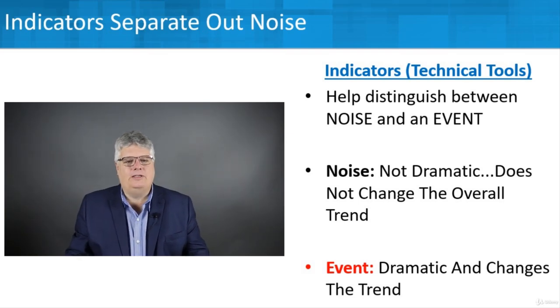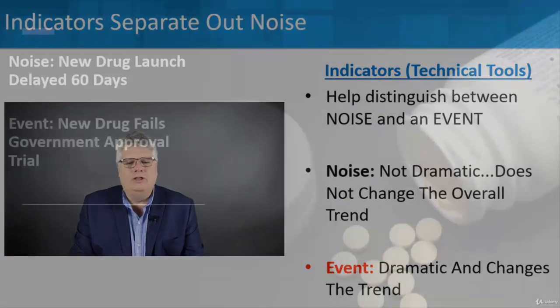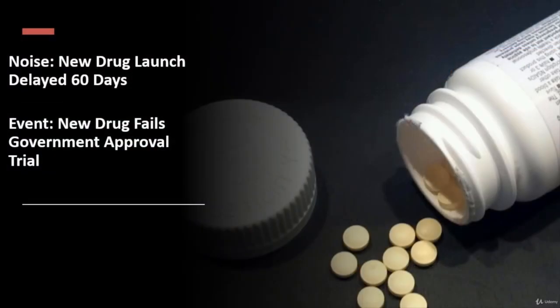So let's look at an example of these noise and events. Let's say you have a drug company, and they say that the new drug they've been working on launching will be delayed 60 days. All right, so that will cause the stock price to go down for that particular company. It is legitimate, or it might go down temporarily, but it's more noise, as in, they're going to be fine, it's just delayed 60 days.